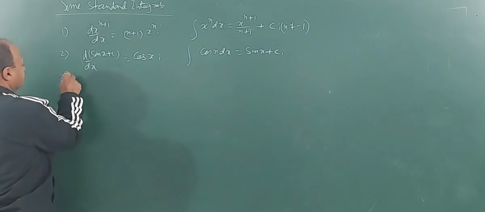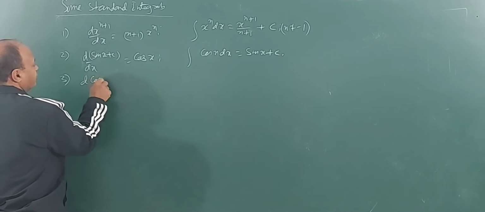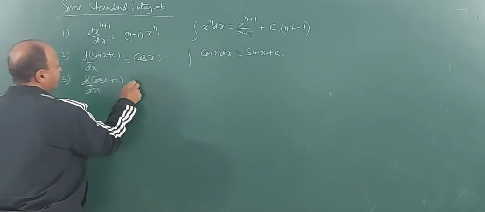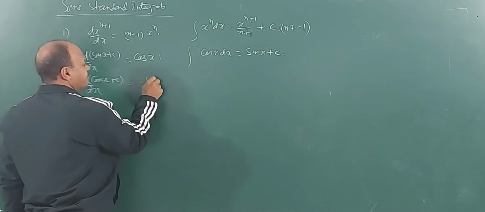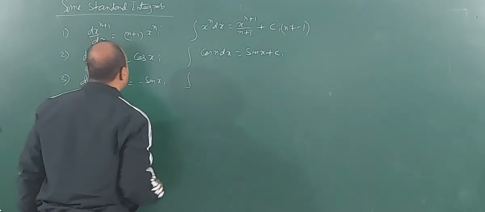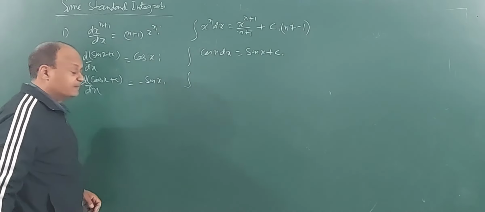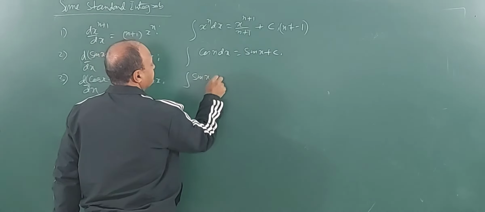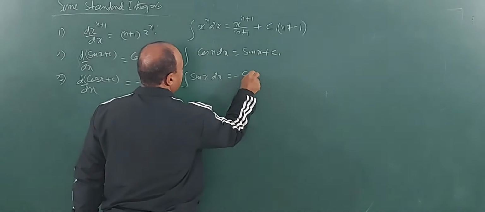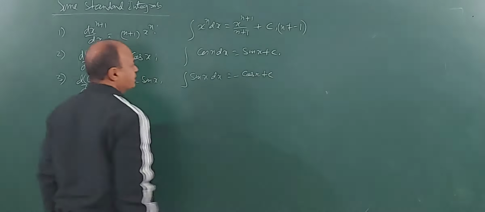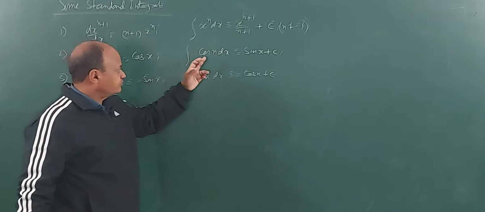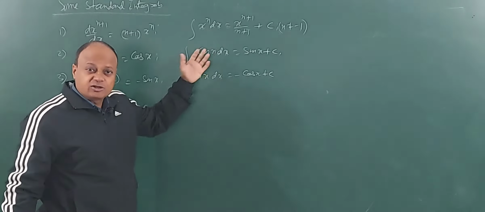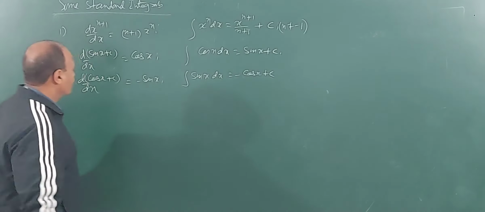Now, third one, derivative of cos x plus c. In fact, c I will not be writing every time. It is for you to remember that indefinite integrals always have to have c. So, integration of sin x will be, children, minus cos x plus c. Now, this is factual. Integration of cos is sin and sin is minus cos. It's just the opposite of differentiation.